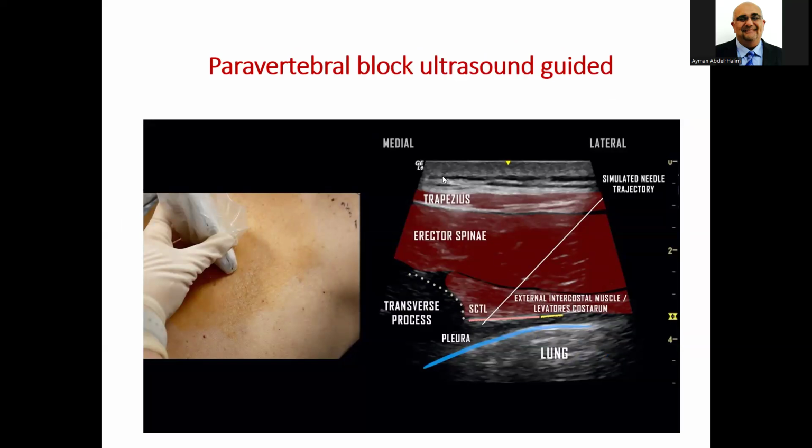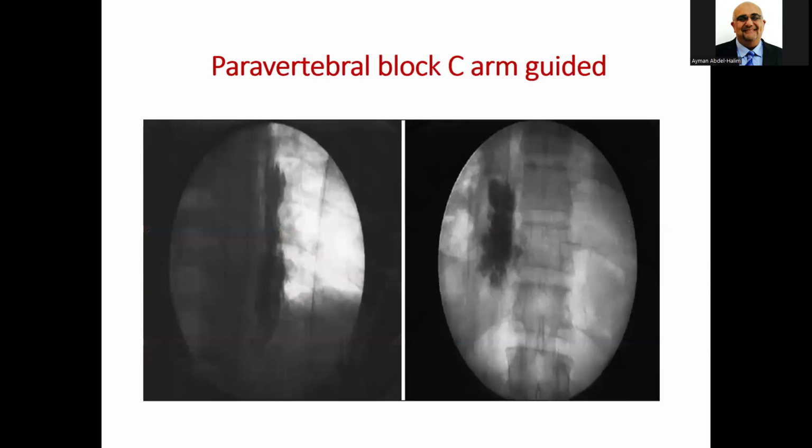This is the paravertebral block under ultrasound guidance here. And this is the ligament I just mentioned. As you see, you're very near to the pleura. So you gotta be careful. Once you get the pop, you need to inject your medication. This is a picture on the C-arm guidance. Very nice picture. Again, it goes up and down, goes medial lateral.